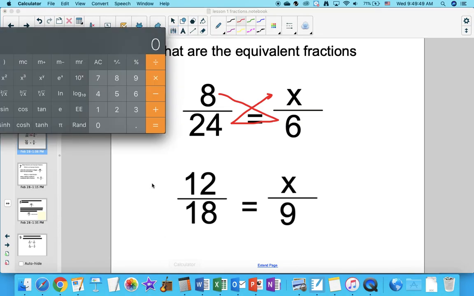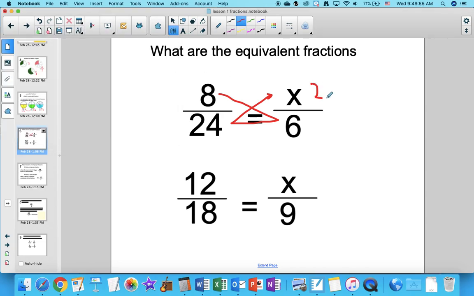So let's try that. So you go 8 times 6 divided by 24. X is 2, right? And I can prove this. I can prove that this is 2. 8 and 24. Okay, can I divide this by something? Well, I can divide 8 by 4, and I can also divide 24 by the same number, 4. Well, 24 divided by 4 is 6. 8 divided by 4 is 2.